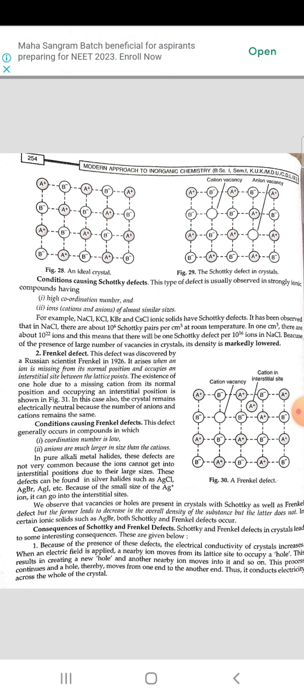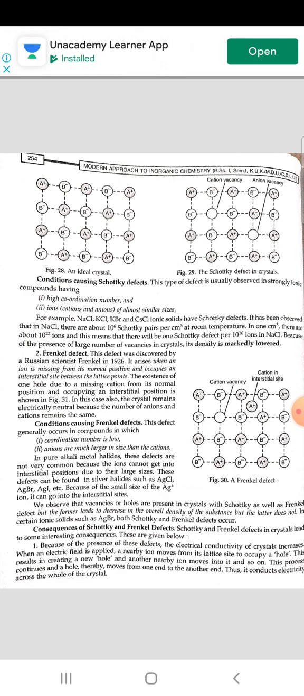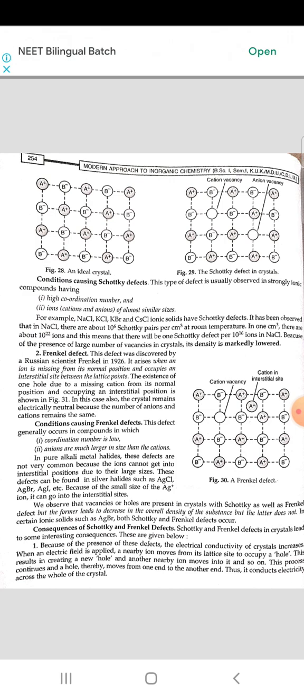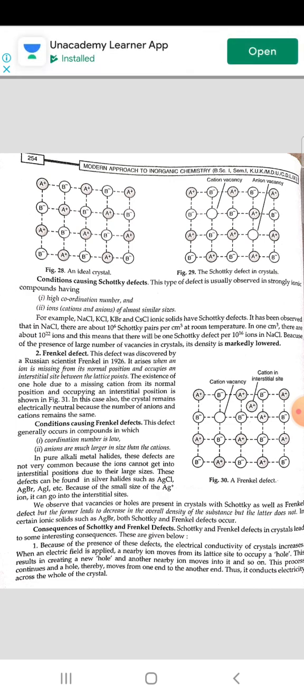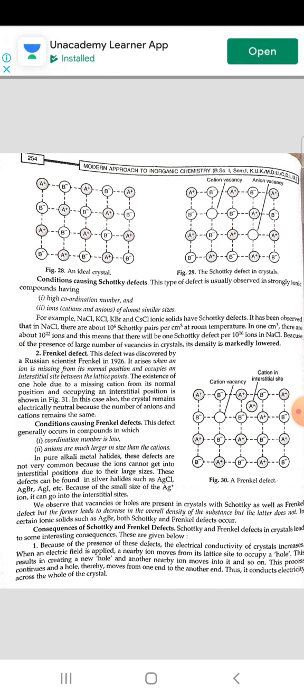Second, Frenkel defect. This defect was discovered by the Russian scientist Frenkel in 1926. It arises when an ion is missing from its normal position and occupies an interstitial site between the lattice points. The existence of one hole due to a missing cation from its normal position and occupying an interstitial position is shown in figure 31. In this case also, the crystal remains electrically neutral because the number of anions and cations remains the same.